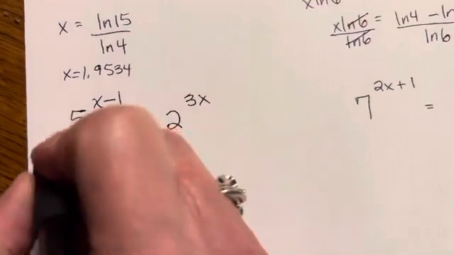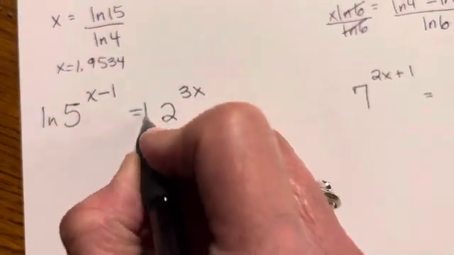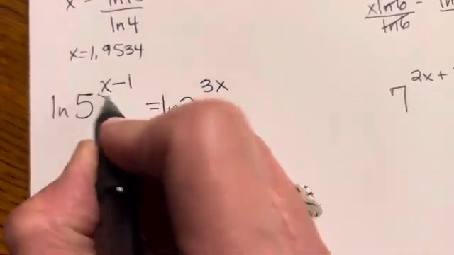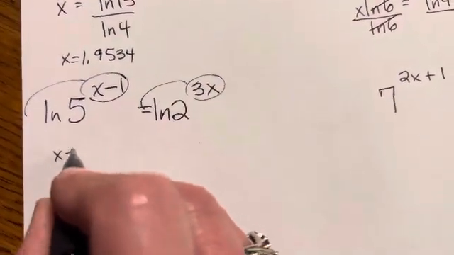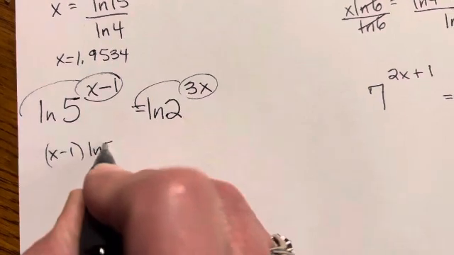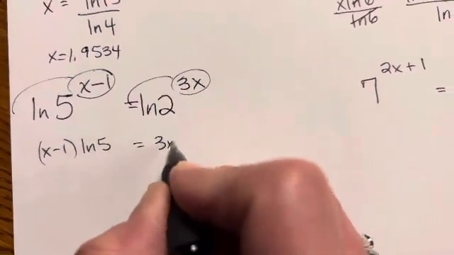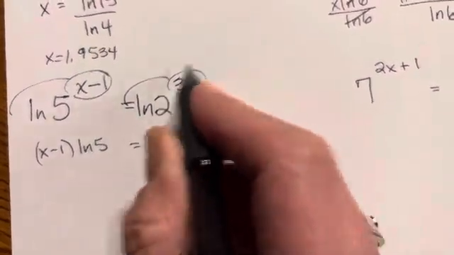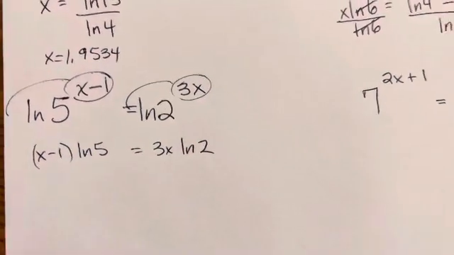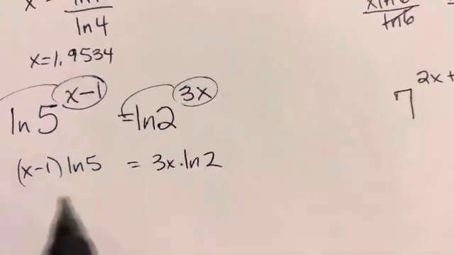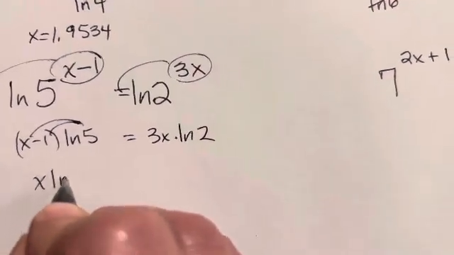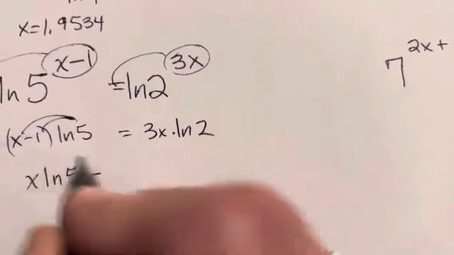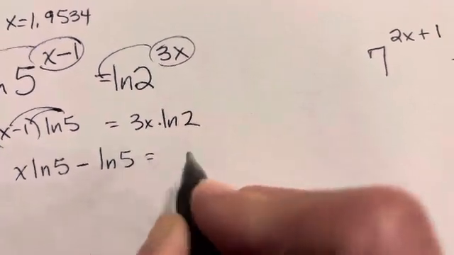Once again, we're going to take the natural log or the common log of both sides. This tells me I can bring my exponent down front. So I have x minus 1 times the natural log of 5, 3x times the natural log of 2. It just brings that down front. Now, this is one term. This one, let's just go ahead and distribute. That gives me x times the natural log of 5 minus the natural log of 5.